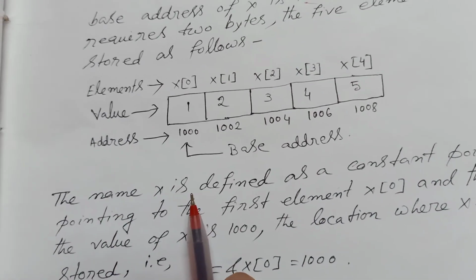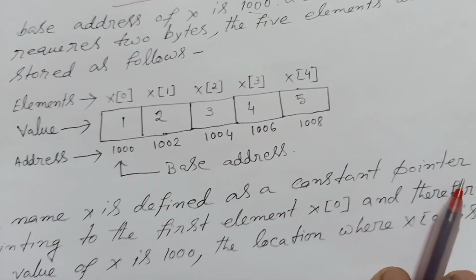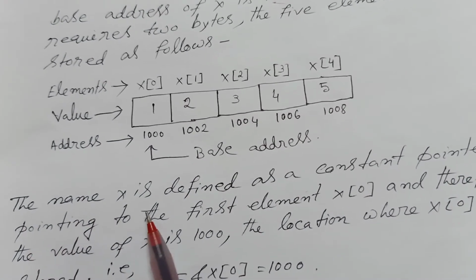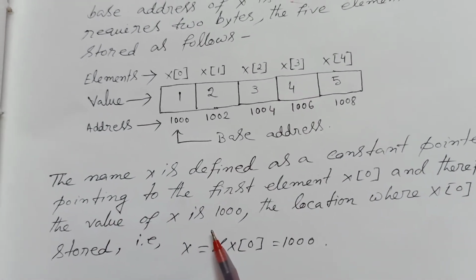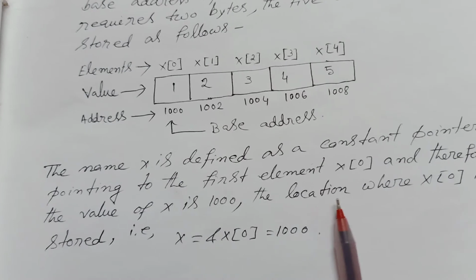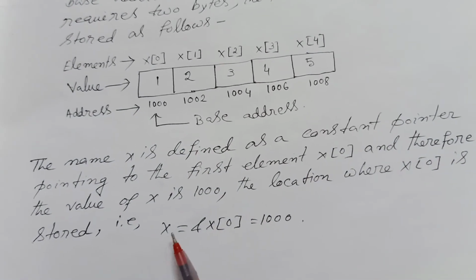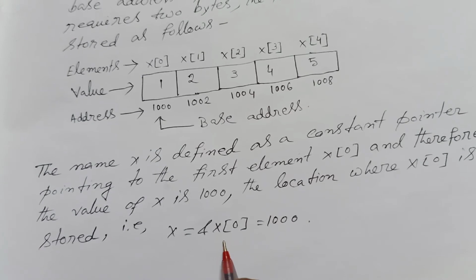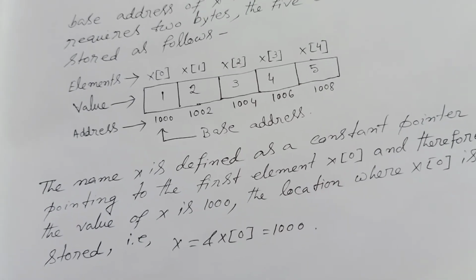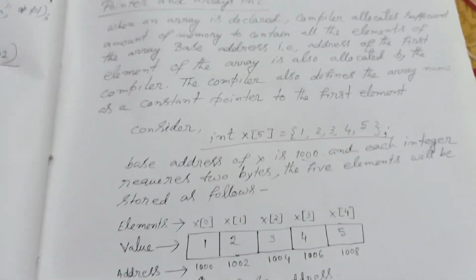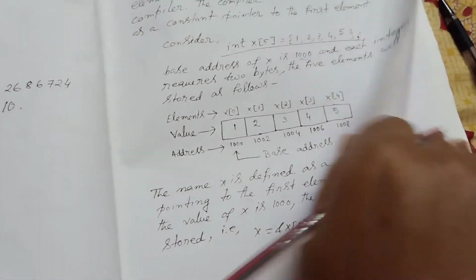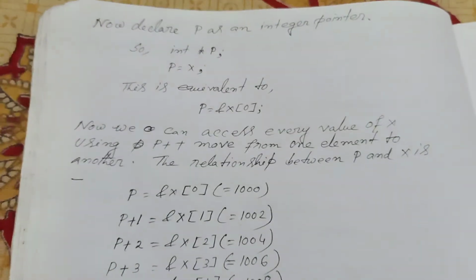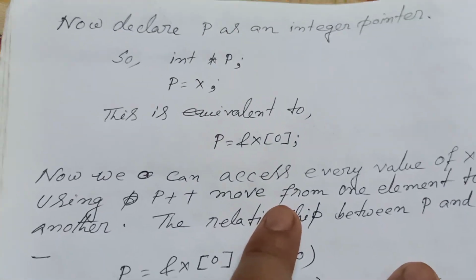So the name x is defined as a constant pointer pointing to the first element x[0], and therefore the value of x is 1000. The location where x[0] is stored is x equal to &x[0] equal to 1000. Okay. So in this way we can represent the array, as we learned earlier, and how it is used by the pointer.